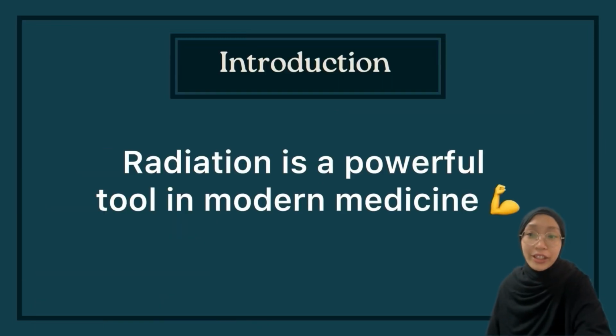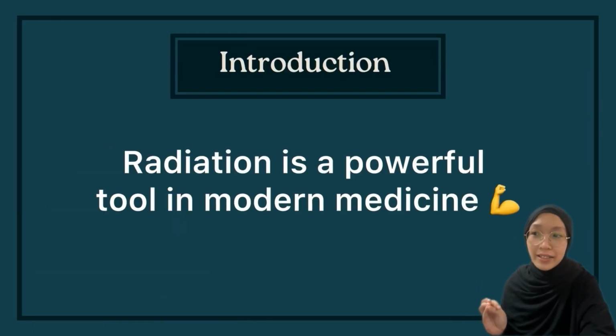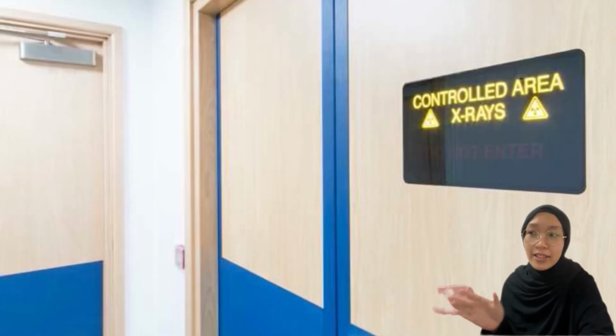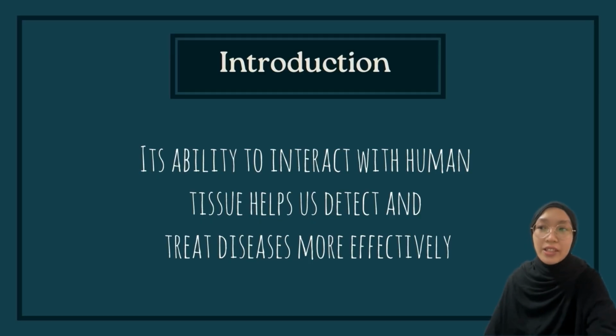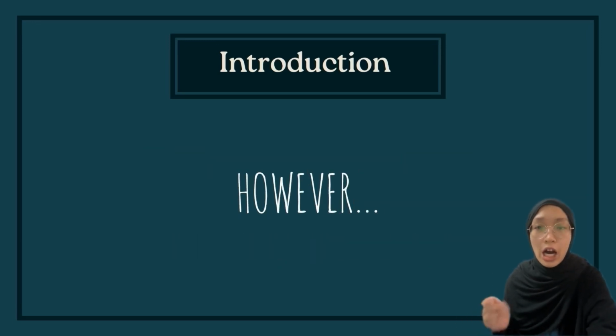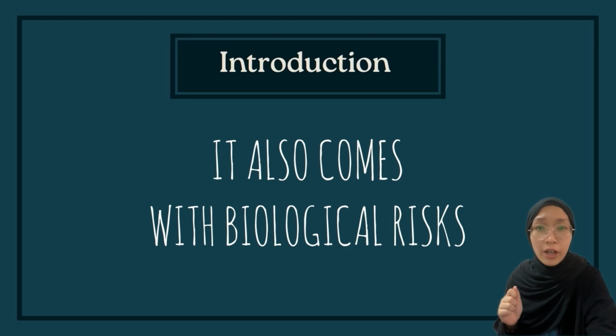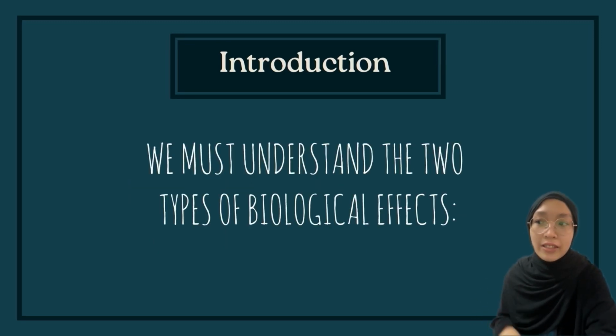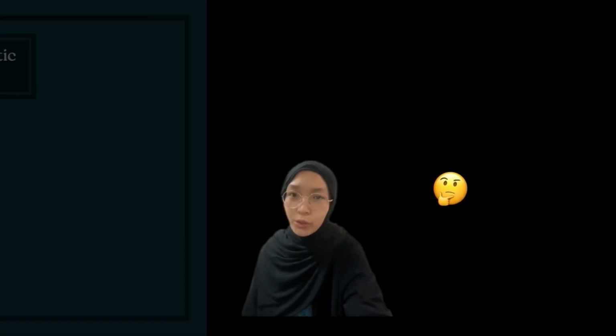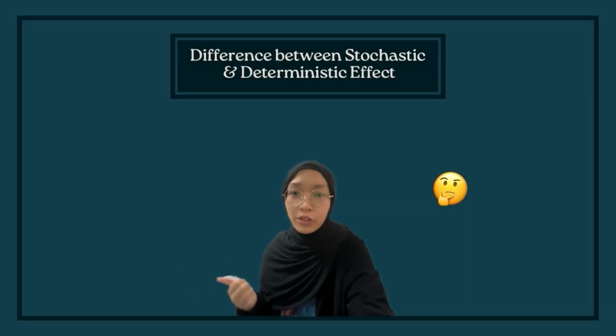Did you know radiation is a powerful tool in modern medicine, from imaging techniques like X-rays and CT scans to life-saving treatments like radiation therapy? Its ability to interact with human tissues helps us detect and treat diseases more effectively. However, radiation also comes with biological risks. To manage this risk safely, especially in clinical settings, it is important to understand the two main types of biological effects, which are deterministic and stochastic. So, what are the differences between these two biological risks?